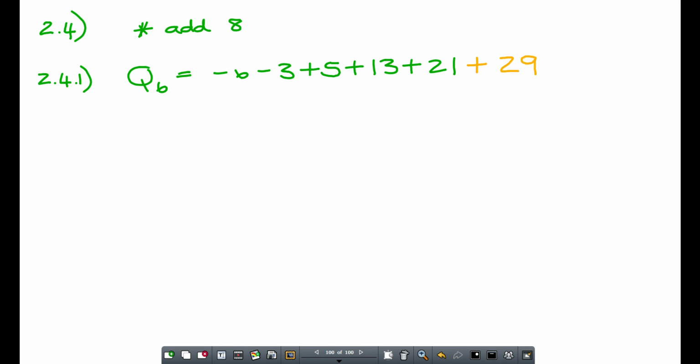Ja. Ja, daar is die enigste een wat ons uitgooi. But the rest is plus 8, plus 8, plus 8, plus 8, plus 8. Heeltyd. Okay. Then, the next one. 2.4.2.